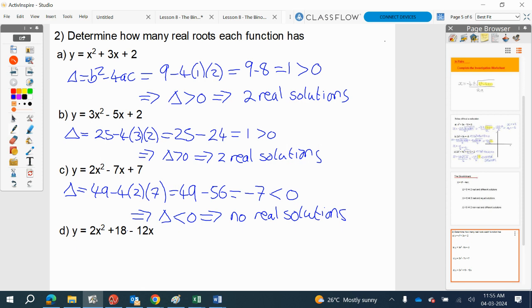Calculate the discriminant's value in D for yourself now. I'll give you a minute for this. Calculate the discriminant's value. You got 1 minute.